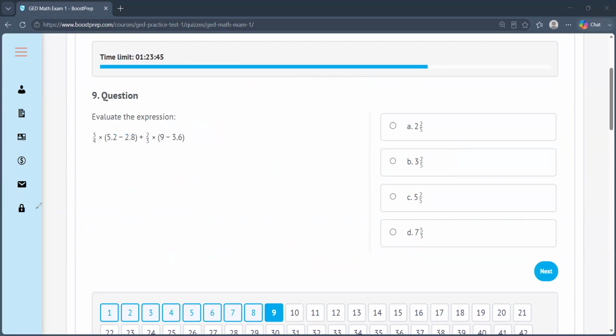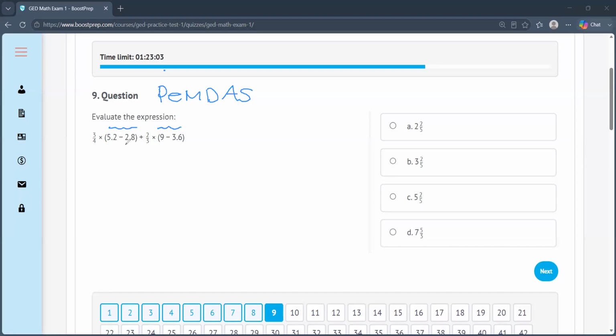Okay, question nine. Question nine says evaluate the expression. When you're dealing with order of operations, you're going to use PEMDAS. Use this when you do order of operation. So let's start with the parentheses. Do we have parentheses? Yes, we have two parentheses, one right here and one right here. Let's do those first.